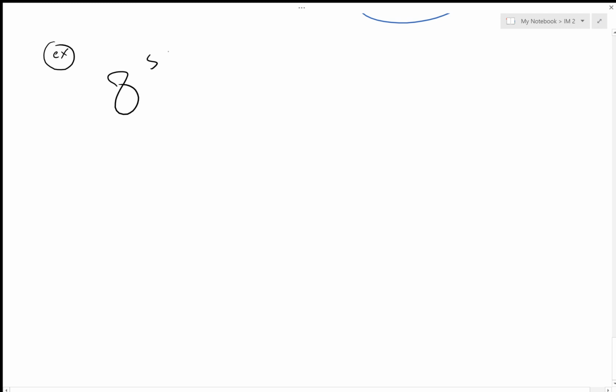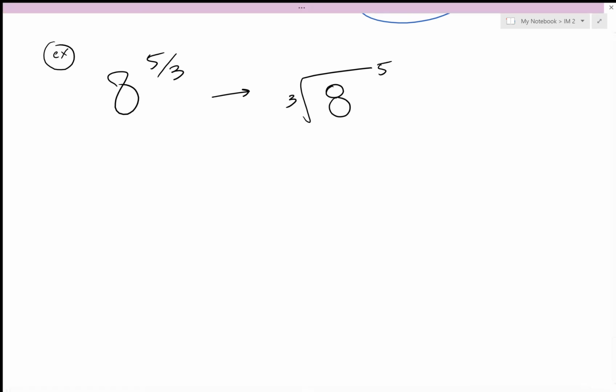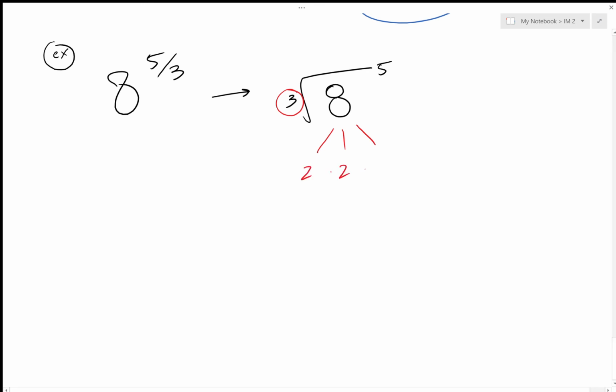Again, let's simplify. 8 to the 5/3 power. Write it as a radical form. 8 stays inside, 5 goes where it is, and 3 moves to the front. Now the last two problems said split it into two pieces. This one says split it into 3. So what number multiplied by itself 3 times? What times what times what gives me 8? That number happens to be a 2. See, 2 times 2 times 2 is 8. So we're going to write that 2. We don't write all 3 of them, just the one of them, because we're splitting it into that piece.